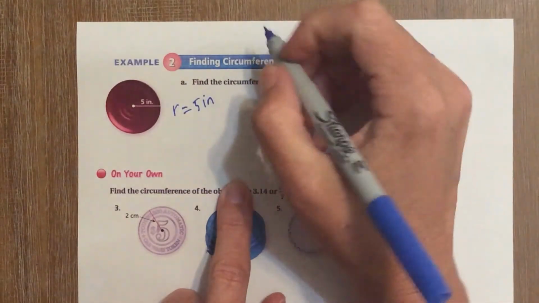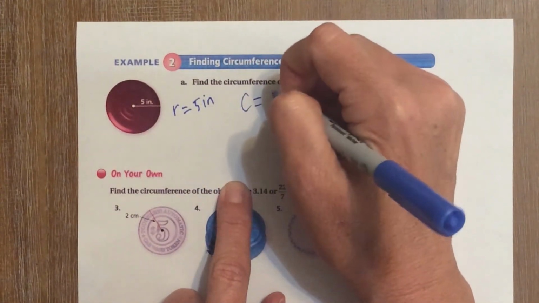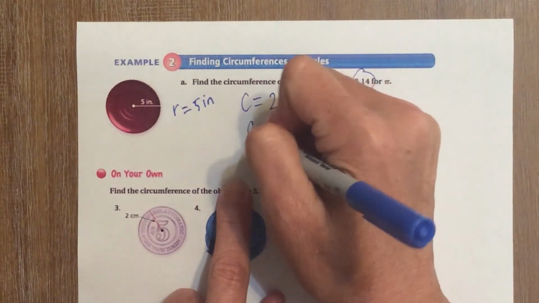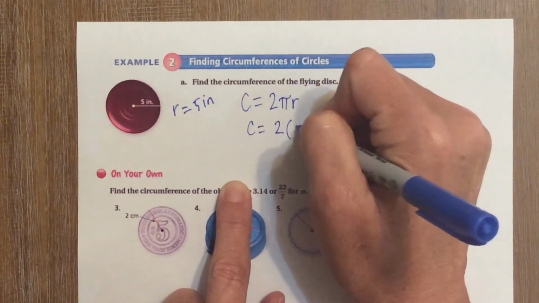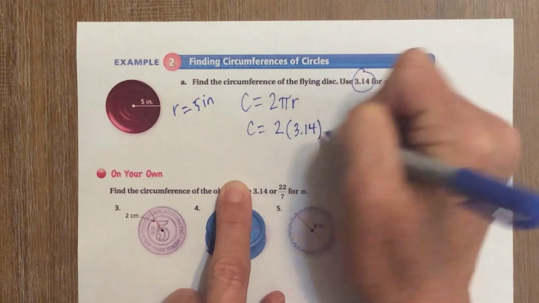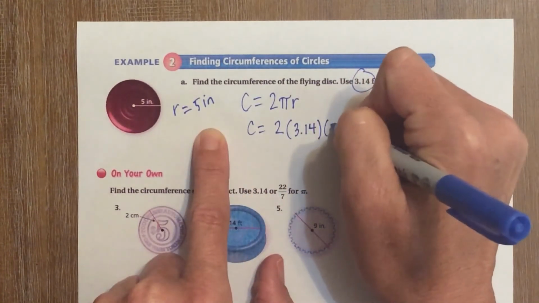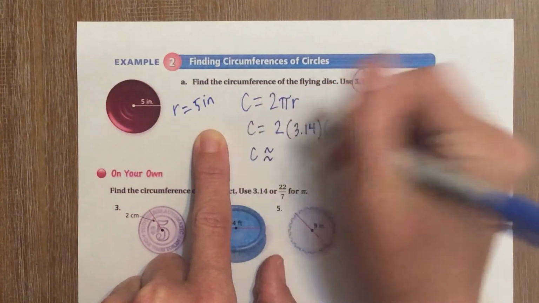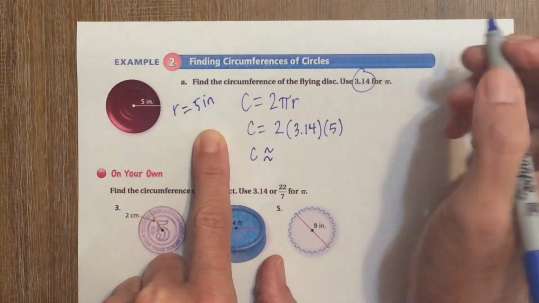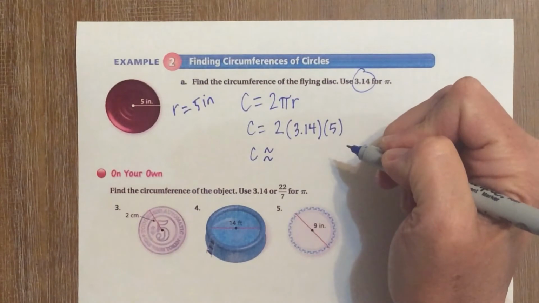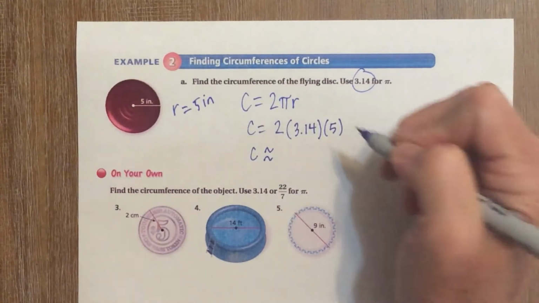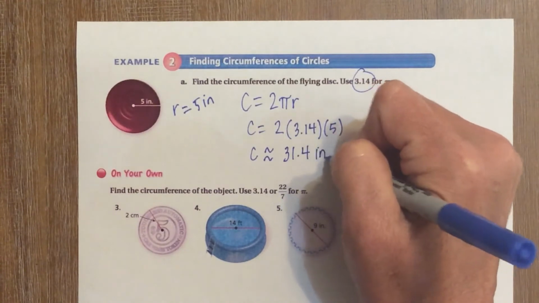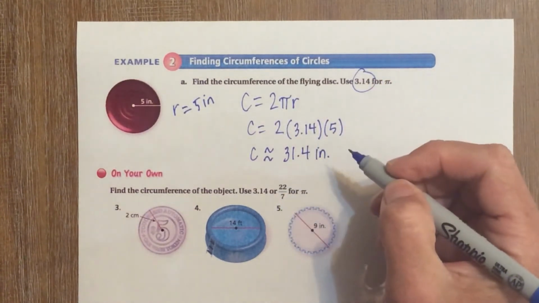Okay, so I'm going to write my formula here. C equals 2 pi r. C is equal to 2 times 3.14 times r, which is 5. And since this is an approximation, I'm going to put the "about equals" sign. Punch 2 times 3.14 times 5 into your calculator, and you get 31.4. And don't forget your unit of measurement, okay?